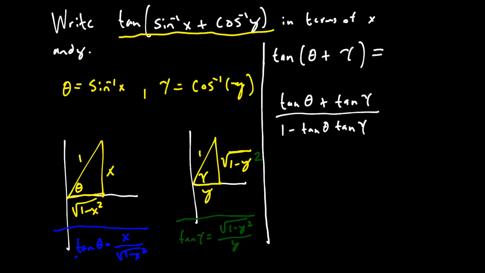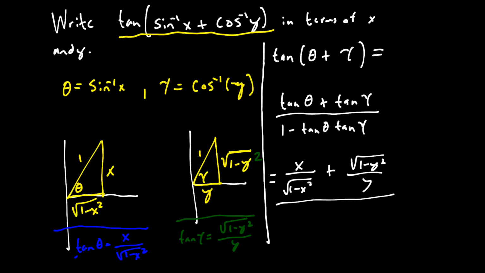So plugging this into our equation on the right-hand side, we'll get that this is equal to x divided by the square root of 1 minus x squared plus the square root of 1 minus y squared divided by y, divided by 1 minus x divided by the square root of 1 minus x squared times the square root of 1 minus y squared divided by y.